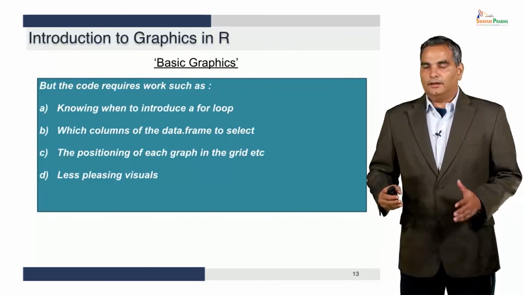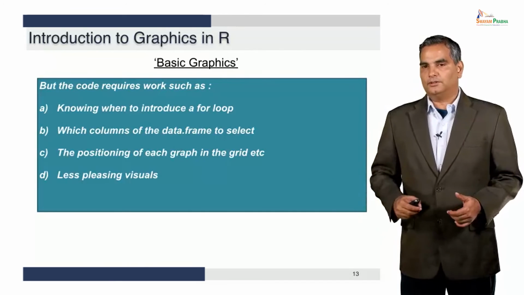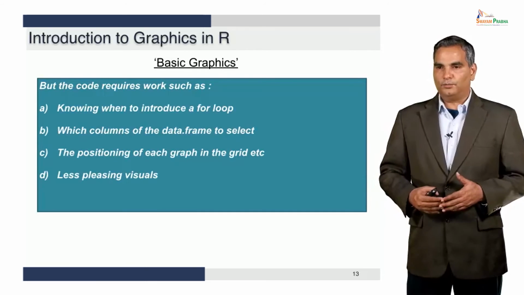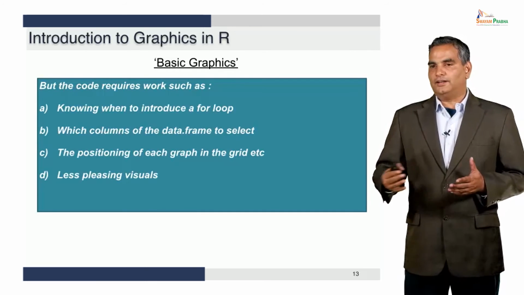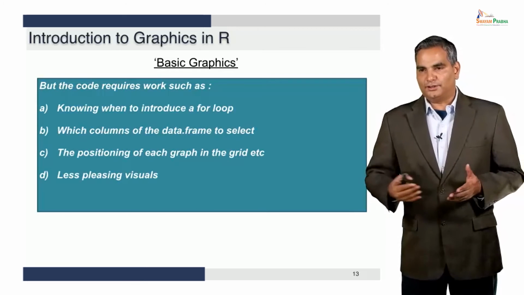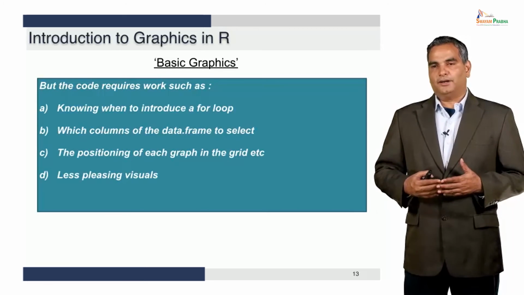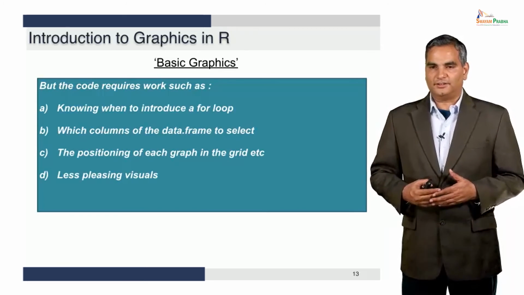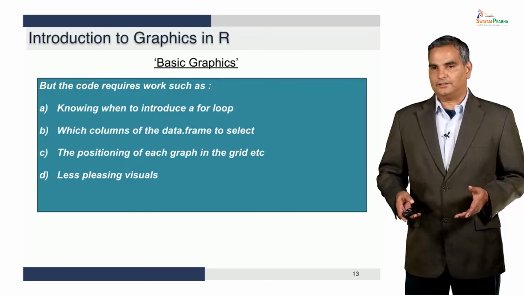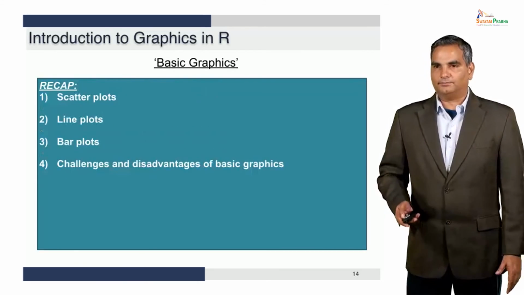So if you were to do this in R, you need to know when to introduce a for loop. You need to know which data frame to use for what columns. You have to know how to position each graph in these grids. But after doing all of this, the visuals are still less pleasing than you would get using more sophisticated graphic packages such as ggplot in R.